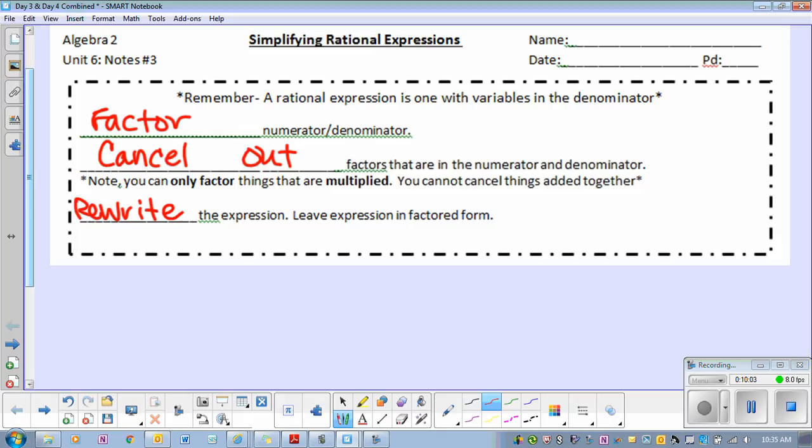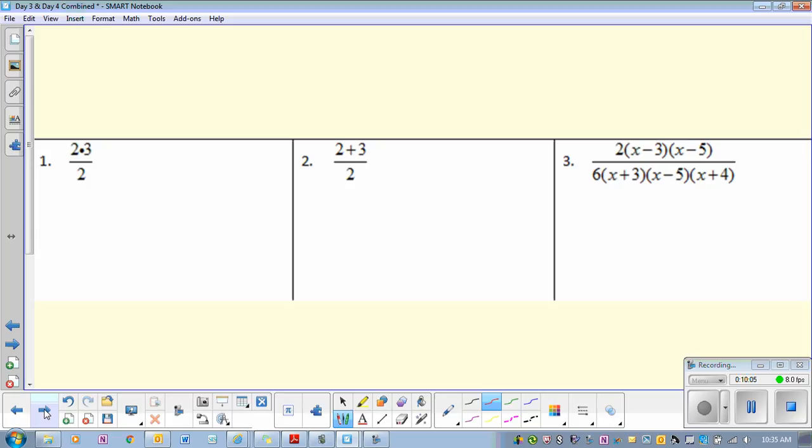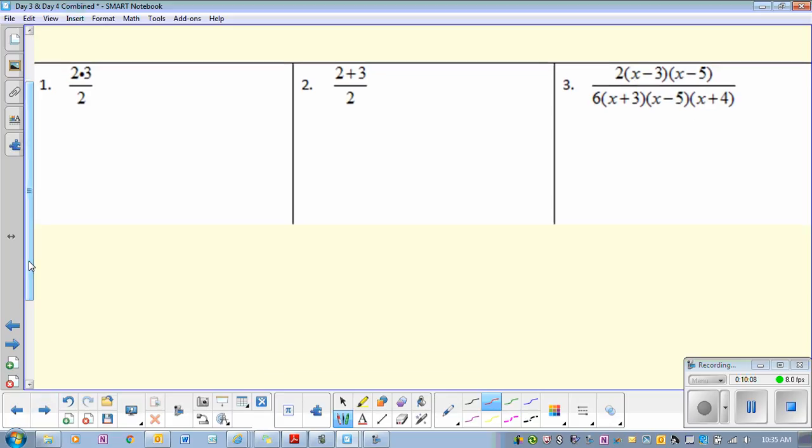Alright, so I think you're gonna like this. Look at 1, 2, and 3. So if I look at number 1, basically what you're looking for is anything that's multiplying. See if it's the same on the top and the same on the bottom, because then that means you can cancel it, okay? So what do you see on number 1? What's the same on the top and on the bottom? It's 2. The 2. And you know what? I can cancel these because it's multiplying, right? So then what's left over? 3.